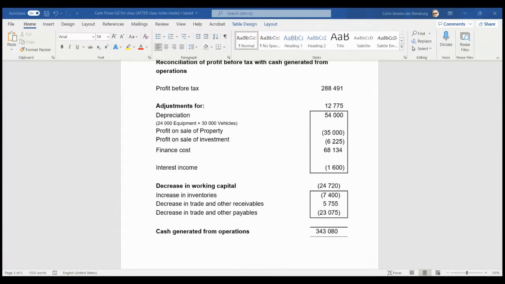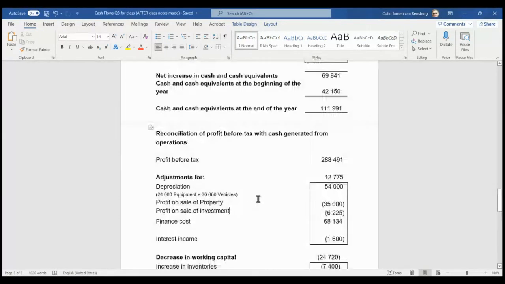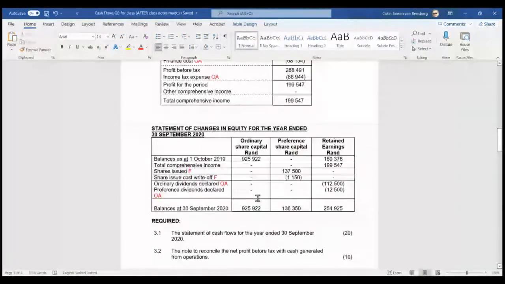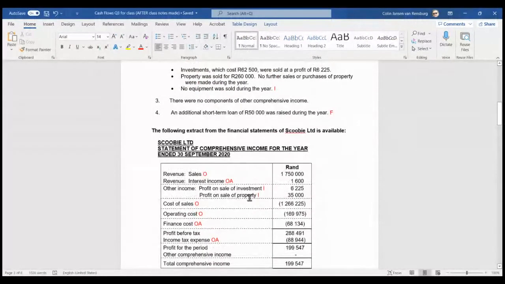Okay, so now let us go back to our statement of comprehensive income. Let's see if there's anything else. If we scroll back up, there we go. Our next item, there we've also indicated it with an I. And what is that? That is the profit on sale of property. So that clearly means we've already analyzed it. We've seen it relates to our investing activities. It does not relate to our operations. So therefore, we need to go and adjust for it.